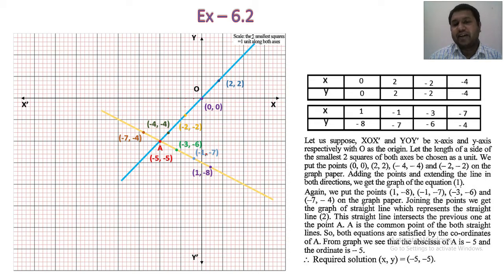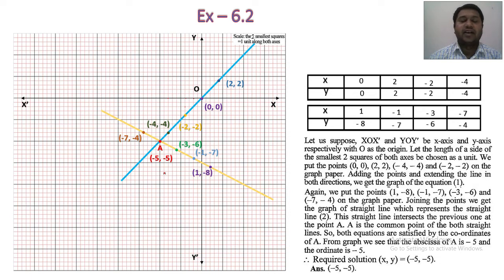From the graph we can see the abscissa. Abscissa means the place of x. What is there? Minus 5. This is our abscissa and this is our ordinate. So minus 5 is our abscissa of A and the ordinate is minus 5. So the required solution is minus 5 comma minus 5.